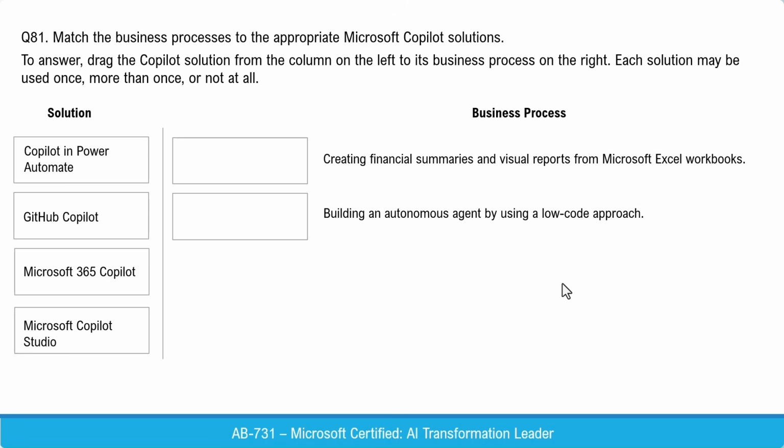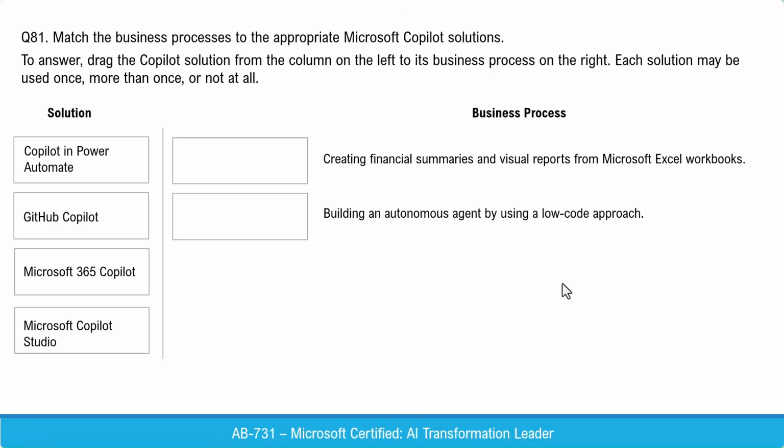Question 81. Match the business processes to the appropriate Microsoft Copilot solutions. To answer, drag the Copilot solution from the column on the left to its business process on the right. Each solution may be used once, more than once, or not at all. Again, you have been given 4 solutions on the left-hand side of your screen and 2 business processes on the right-hand side of your screen.